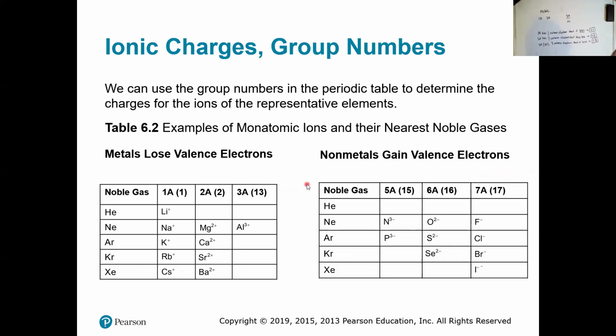This is just another summary of what we just saw there. Our metals are going to be losing electrons. That's why they're positive. Our nonmetals are gaining electrons. That's why they're negative.